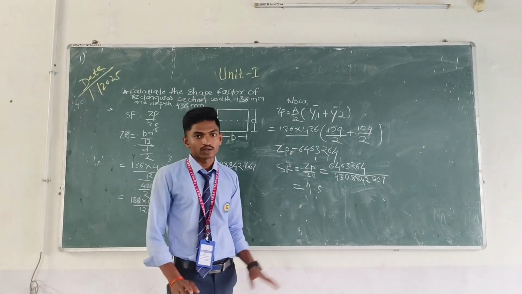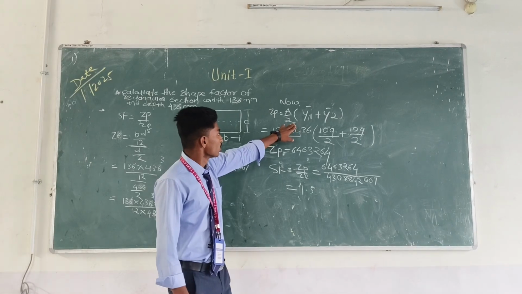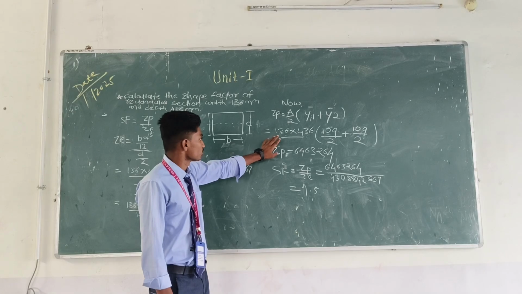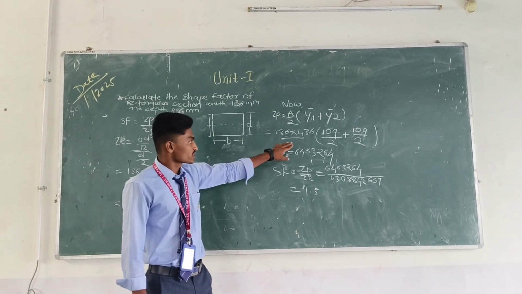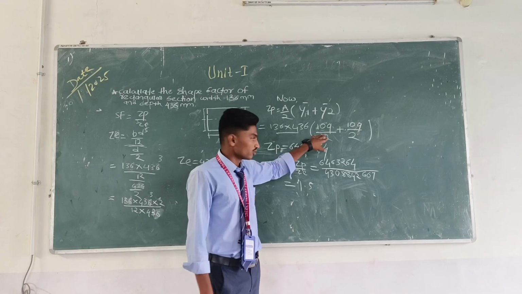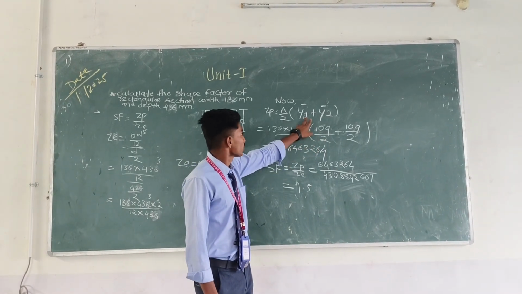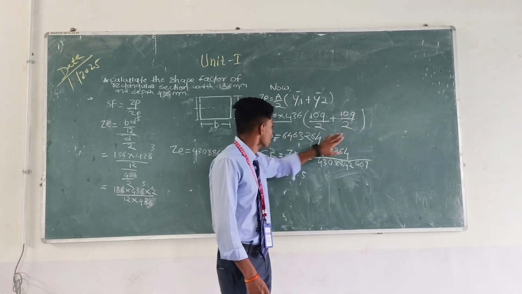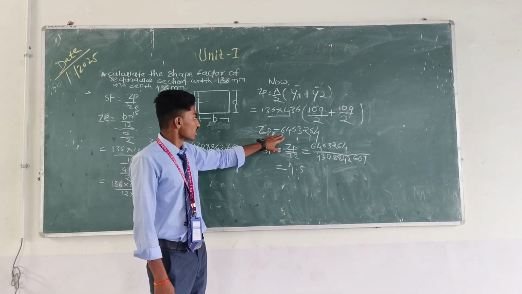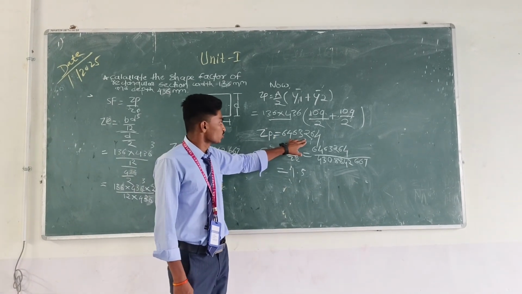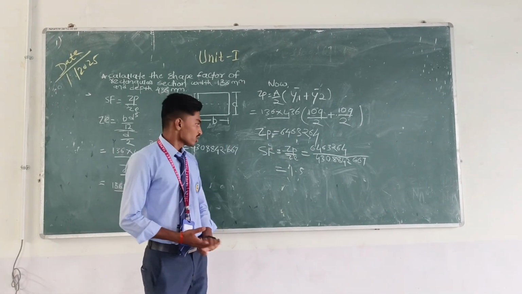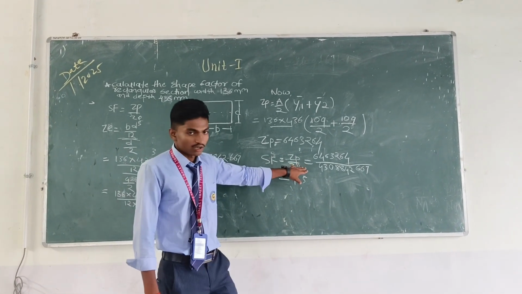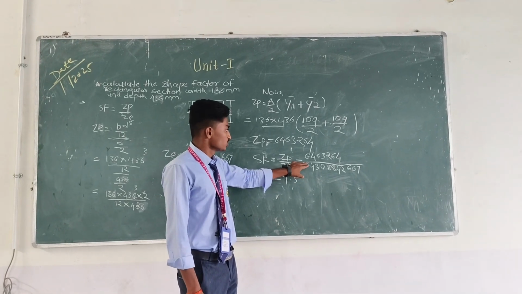So now we will calculate Zp. The formula for calculating Zp is A upon 2 into y bar 1 plus y bar 2. So put the values: 136 into 436 upon 2, and y bar is 109 plus 109. So we will get the Zp value as 6463264.